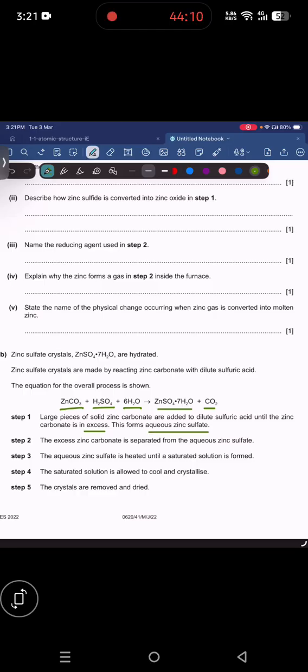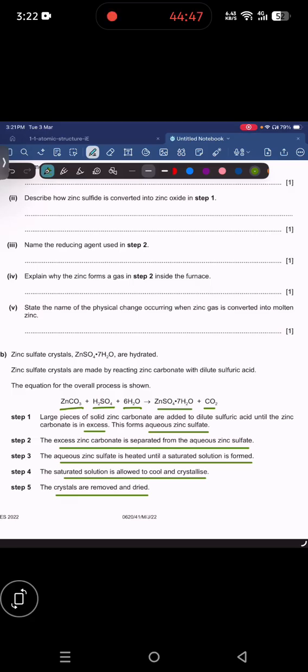The excess zinc carbonate is separated from the aqueous zinc sulfate by filtration. The process is known as filtration. Aqueous zinc sulfate is heated until a saturated solution is formed. The saturated solution is allowed to cool and crystallize. Crystallize means the crystals will appear as the solution cools. The crystals are removed and dried. The crystals will be filtered and dried.